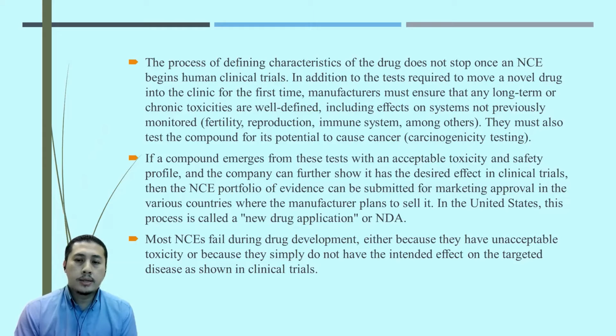And if a compound emerges from these tests with an acceptable toxicity and safety profile, and the company can further show it has the desired effect in clinical trials, then the NCE portfolio of evidence can be submitted for marketing approval in the various countries where the manufacturer plans to sell it. So in the US, this process is called a new drug application or NDA, and in Malaysia, it can be forwarded to NPRA. Most NCEs fail during drug development, either because they have unacceptable toxicity or because they simply do not have the intended effect on the targeted disease as shown in clinical trials. As I mentioned earlier, I think in the first or second video, there are many reasons that can contribute to the failure of the drug in clinical phases. So these are some of the examples whereby an NCE can be turned down.